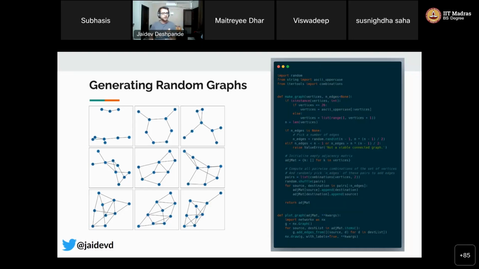But generating a random graph itself is not simply a matter of picking up a particular set of nodes. Let's say you just pick n number of nodes and then you simply randomly decide whether any particular pair of nodes should have an edge between them or not, right?